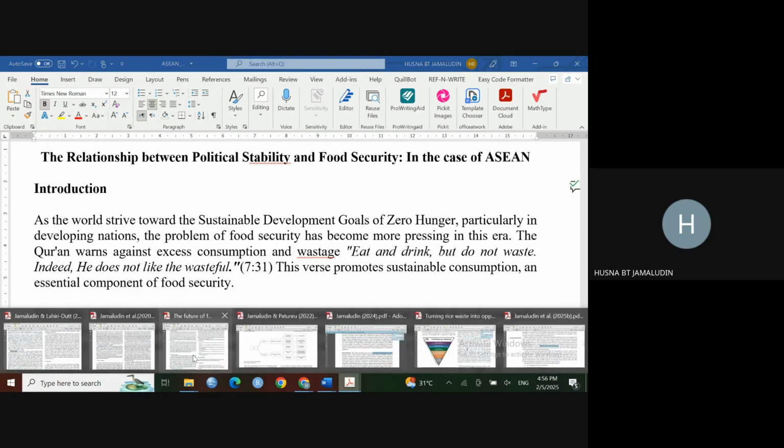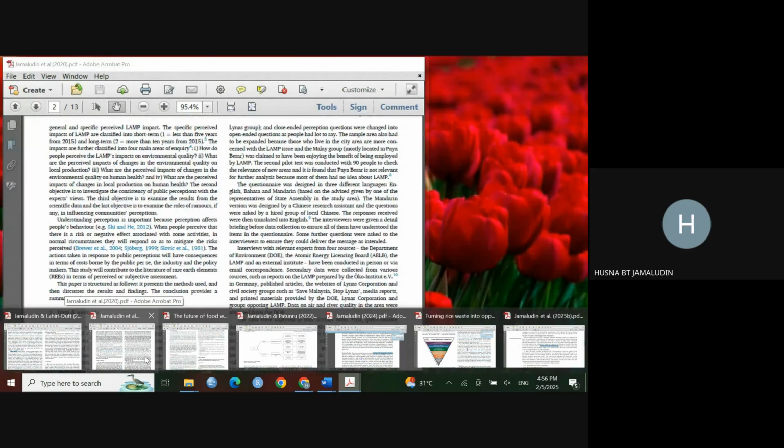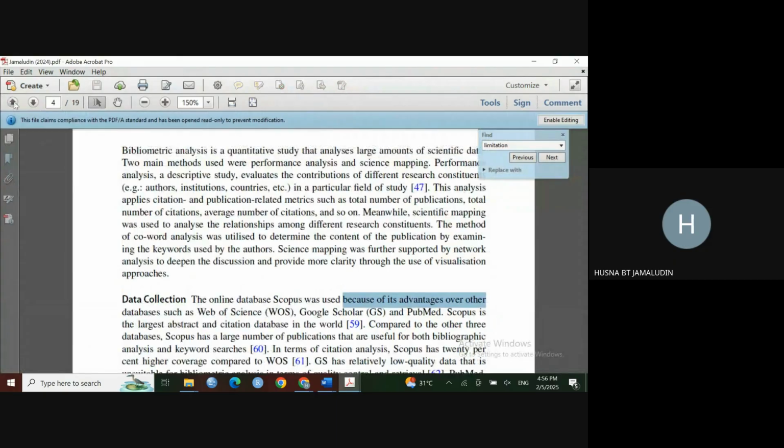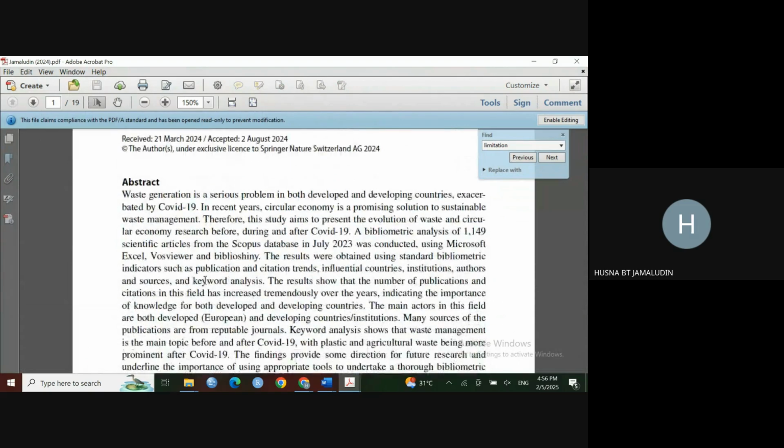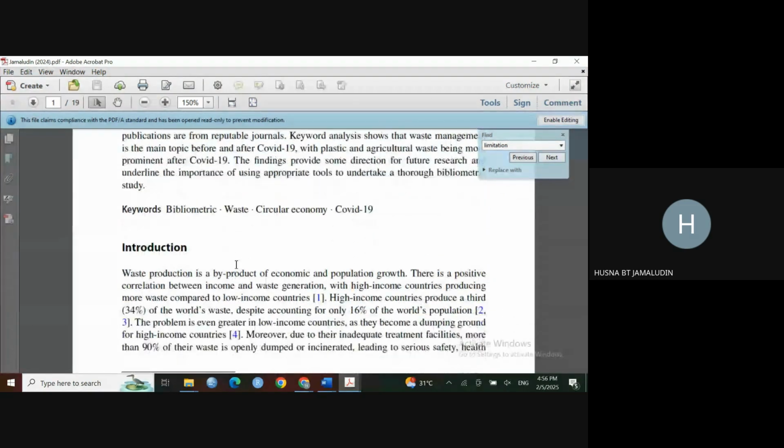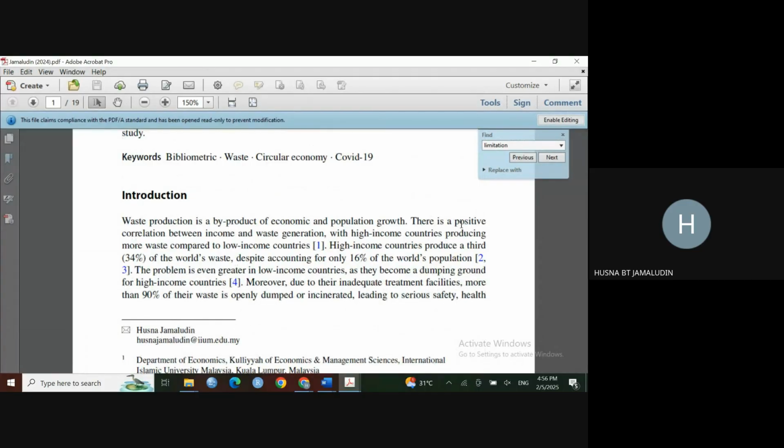mentioned about, where is it? Is it in the bibliometric? Is it here? Okay, so yeah, I mentioned there is a positive correlation between income and waste generation. High income produces more waste, but then the problem is even more severe in low income countries. Because of that, you want to focus on low income countries. So you have to actually justify.